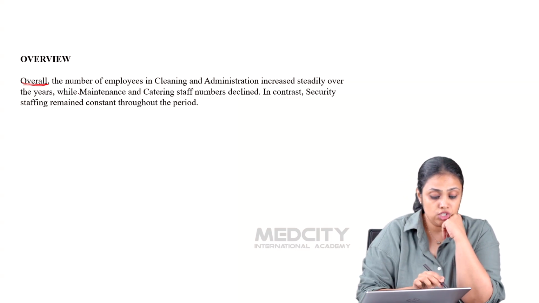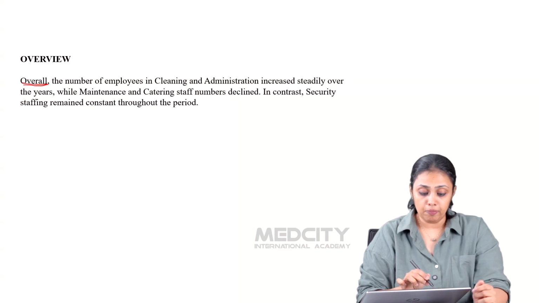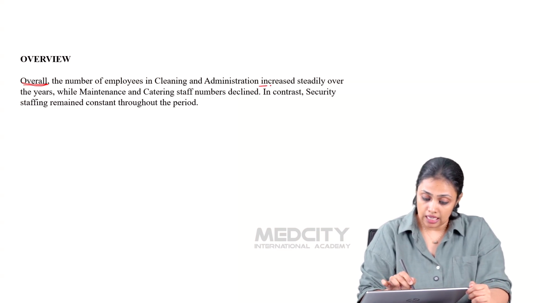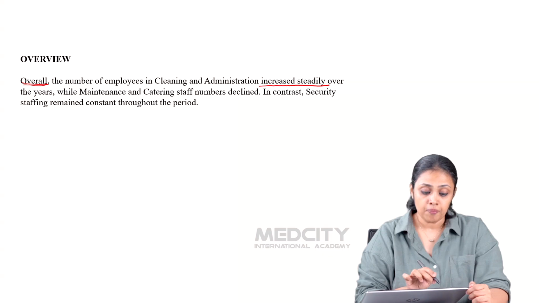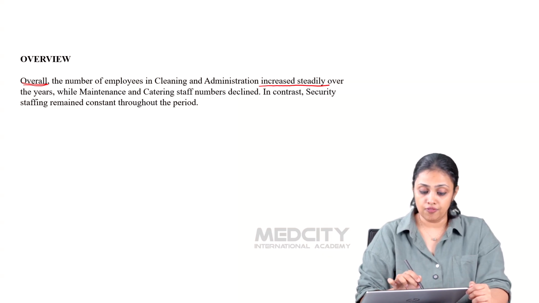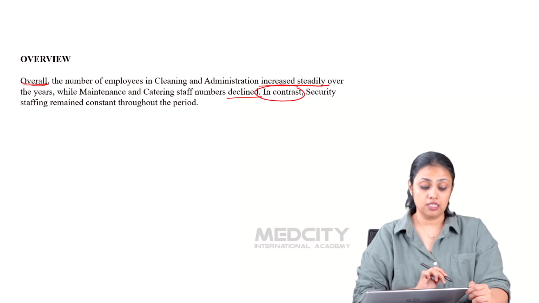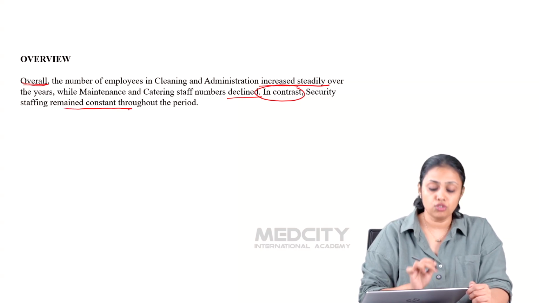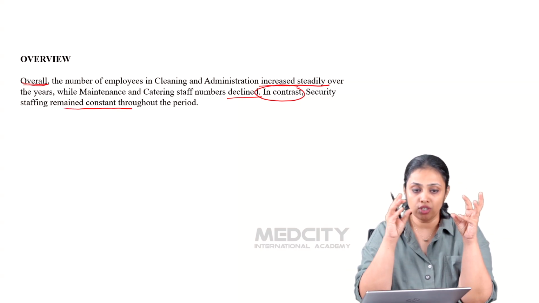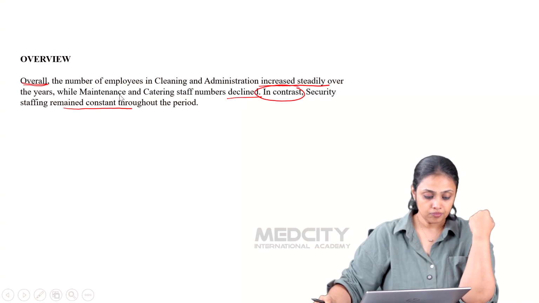Now the first version says, overall the number of employees in cleaning and administration increased steadily over the years, while maintenance and catering staff numbers declined. In contrast, security staff remained constant throughout the period. So all the major trends have been listed here.